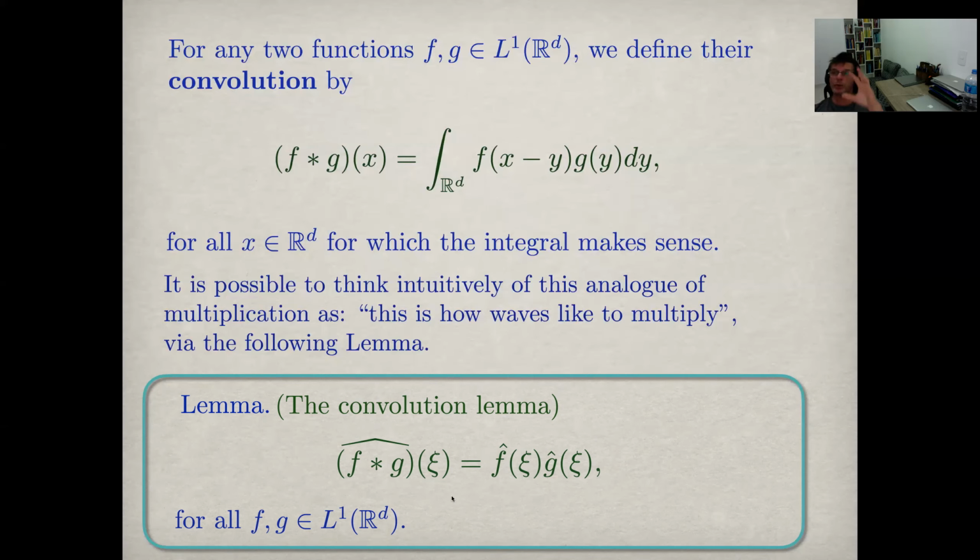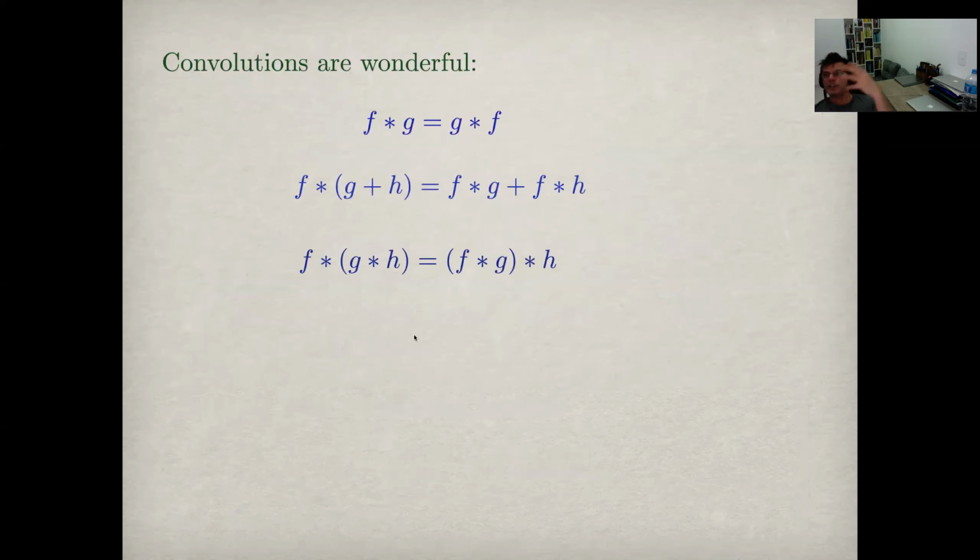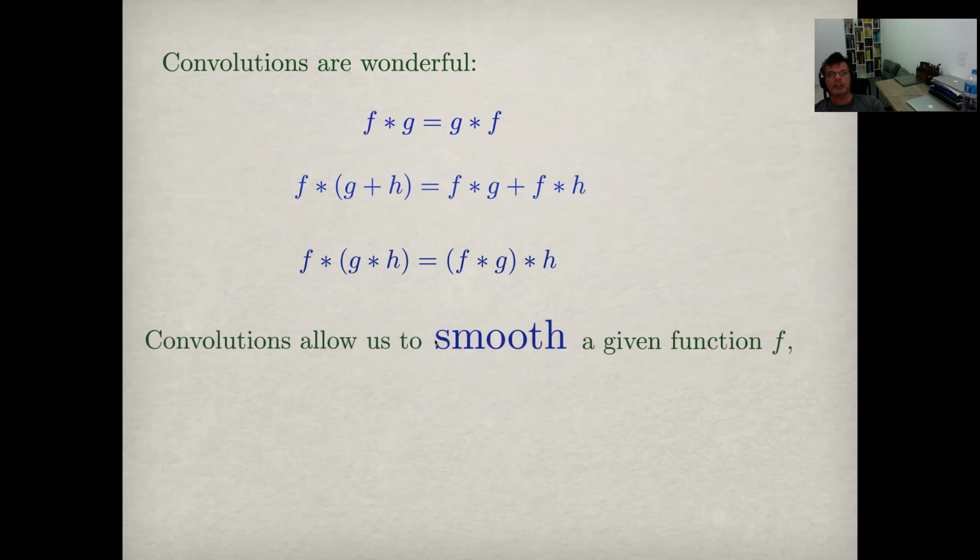And so it's very natural. The Fourier transform takes multiplication to convolution. Very interesting phenomena. And convolutions are kind of wonderful because they satisfy many nice algebraic properties. So in fact, they form an algebra without identity, sadly, but we can get into that another time.